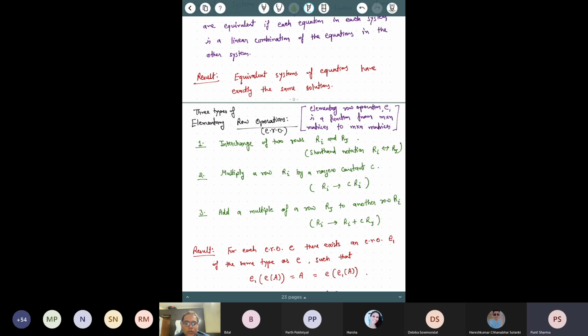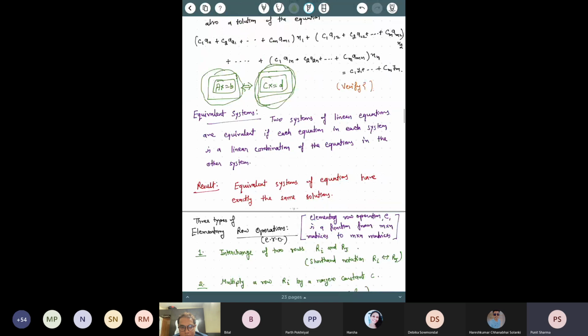Okay. So elementary row operation, what are we doing? You can see elementary row operations as a function from m cross n matrices to m cross n matrices. You already know some elementary row operations, right? So tell me, what is an elementary row operation? What have you learned? Let me write it here. One is interchanging the rows.